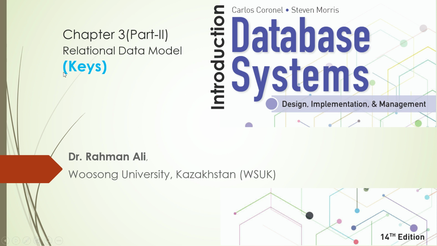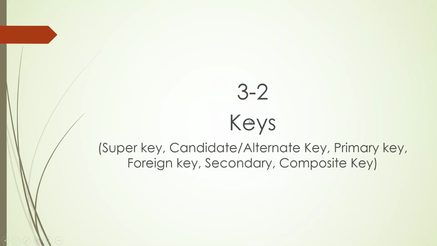Today we are going to discuss one of the important topics of relational databases or the relational data model, which is called keys. This is a topic from chapter number 3 of the course Introduction to Database System. We will be discussing super, candidate, alternate, primary, foreign, secondary, and composite key one by one with examples.